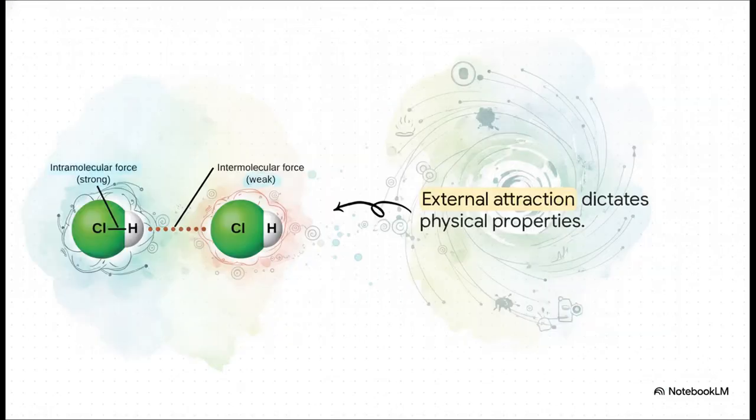Notice the strong solid line connecting the spheres of a molecule. That's the internal skeleton holding it together. But then there's the dashed line connecting two completely separate molecules. That dashed line represents the weak intermolecular glue. So the crucial takeaway here is that while this external attraction is significantly weaker than an internal bond, it is exactly what controls physical properties like melting points, boiling points, and viscosities. It dictates whether a substance is a solid, liquid, or gas at room temperature.